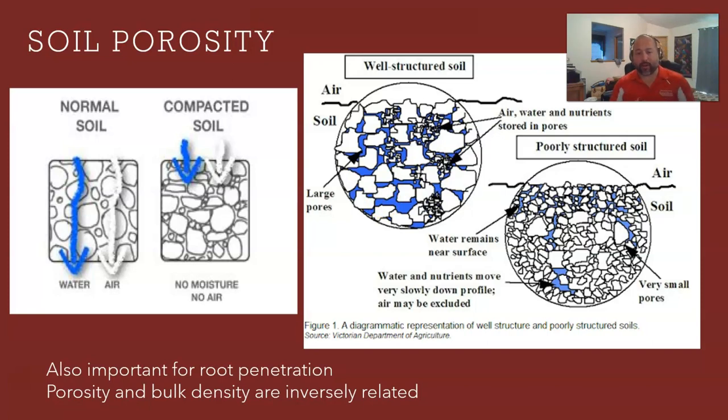What we just talked about earlier, thinking in opposites: porosity and bulk density are inversely related. So as porosity increases, bulk density will go down. As bulk density increases, porosity goes down. That's an inverse relationship. As one increases, the other one decreases.